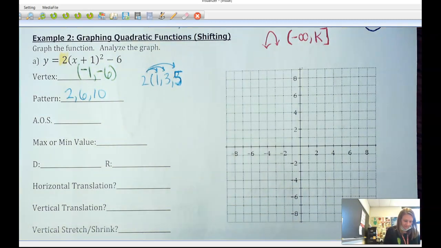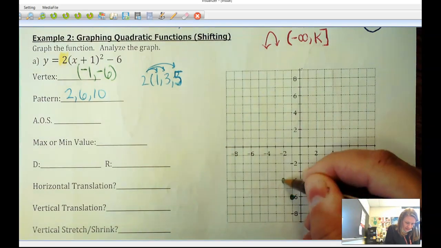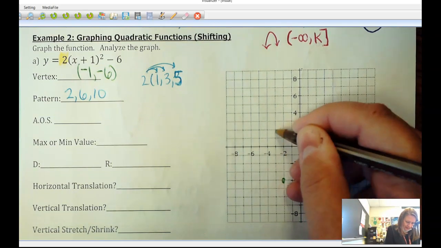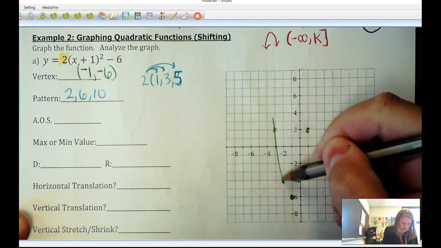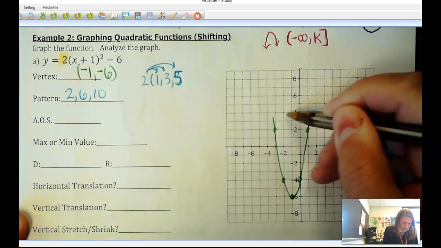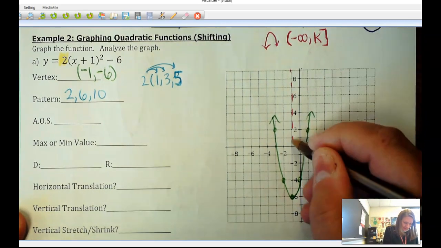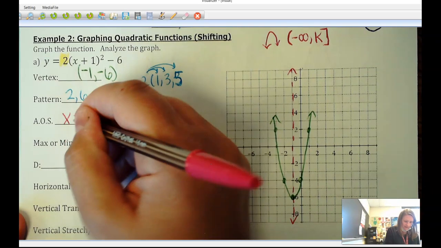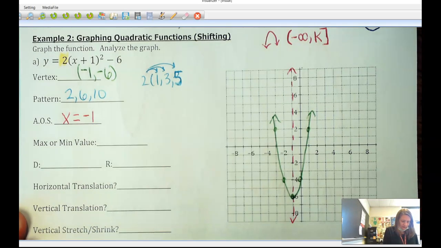So let me come over to the graph, -1, -6. And then from there, on either side, over 1, up 2, over 1, up 6, and then over 1, up 10, we're not going to be able to fit on the graph. And we're just going to do our best to connect this with a U shape. Now, your axis of symmetry is going to split the parabola right down the middle, right in half. Has to go through the vertex. And it's always just a nice vertical line at x equals whatever the x-coordinate of your vertex is. So that's going to be x equals -1 for this question.